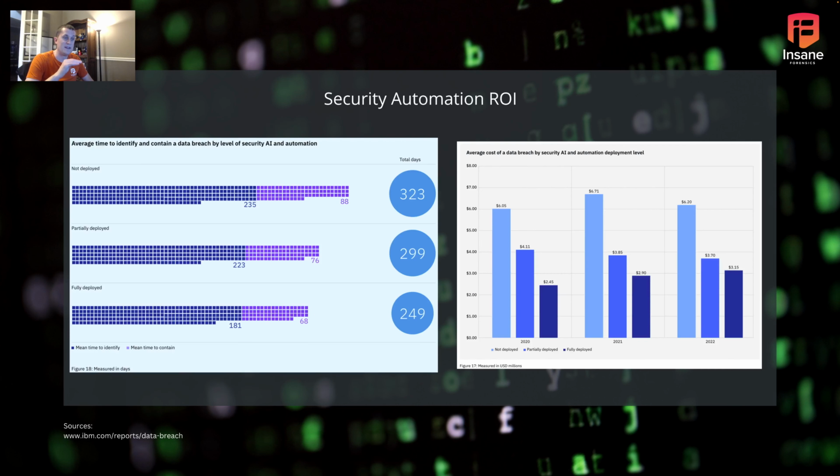Why are groups moving into this? With automation, there actually are considerable cost savings, both on the monetary cost of breach, that's what you have on the right, and on the left, on containment time and identification time. If you look at this diagram on the left, for not deployed, it took 323 days: 235 days to identify, 88 to respond. You can see as you move down to partially and fully deployed, again, these are IBM numbers measured by them. On the right, you can see the average cost of a security breach based on organizations that self-reported to be in those given areas.